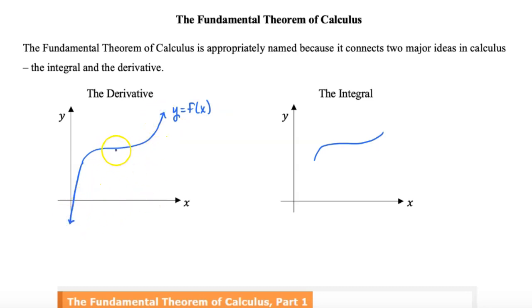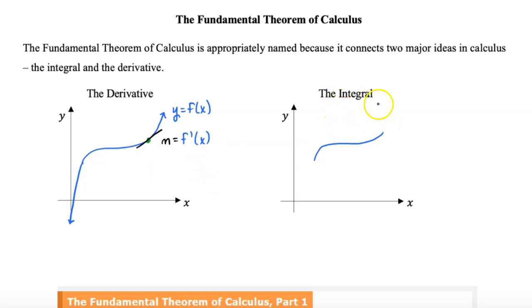My derivative is going to give me the slope of the tangent line at any given point along this curve. So let's say I wanted to find the slope of the tangent line right here. I would have a tangent line that has about the same slope as that curve at that point. And so my slope of this tangent line would be equal to f prime of x. So that's what my derivative tells me.